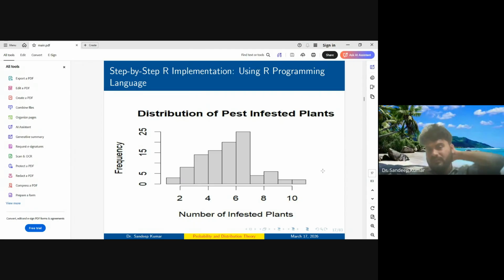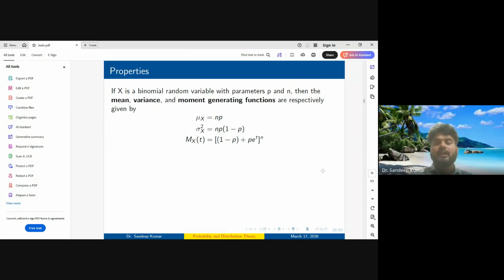And this is a graphical representation of this code, distribution of pest-infected plants and number of infected plants, already discussed. And if x is a binomial random variable with parameters p and n, then the mean, variance, and moment generating function. Here the mean of the binomial distribution is mu x, where mu is the notation of the mean. Here mu suffix x, where x is the random variable for the binomial distribution.